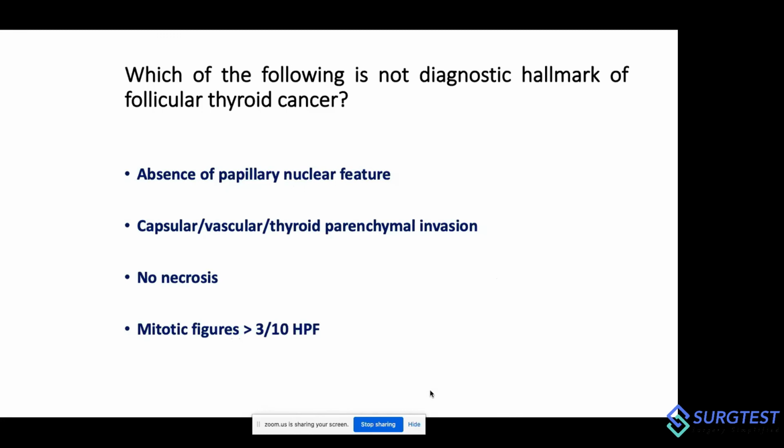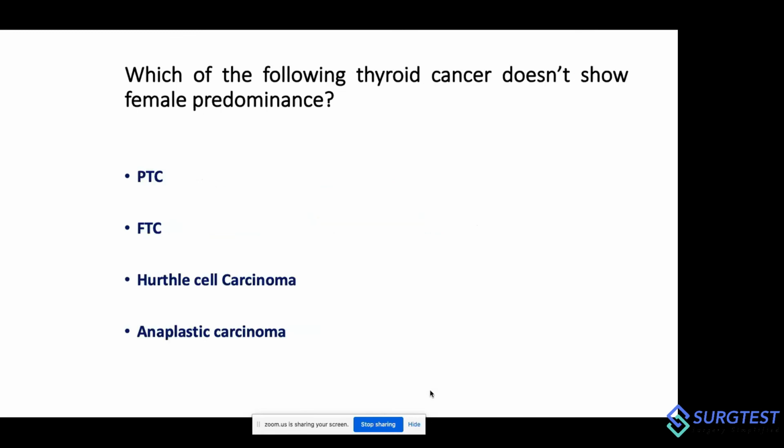D. Not diagnostic, yeah, mitotic figure. When it is D or B, you say 2 or 4. Okay, 2 and 4, like that you can say. Four. It is the only one with male predominance.